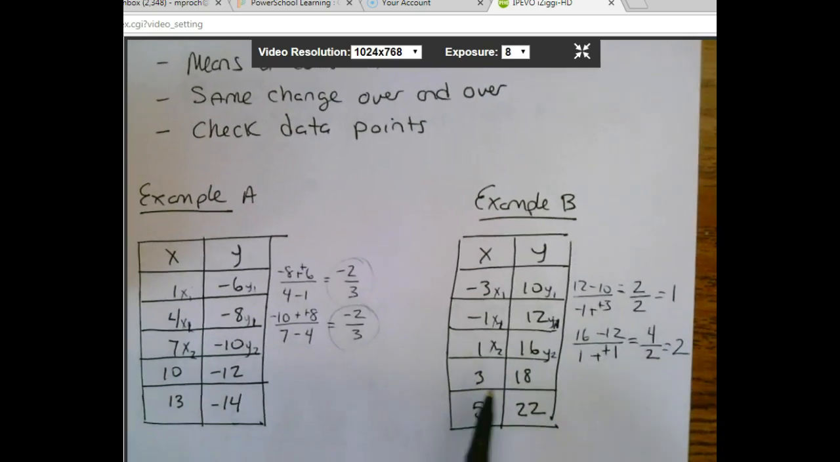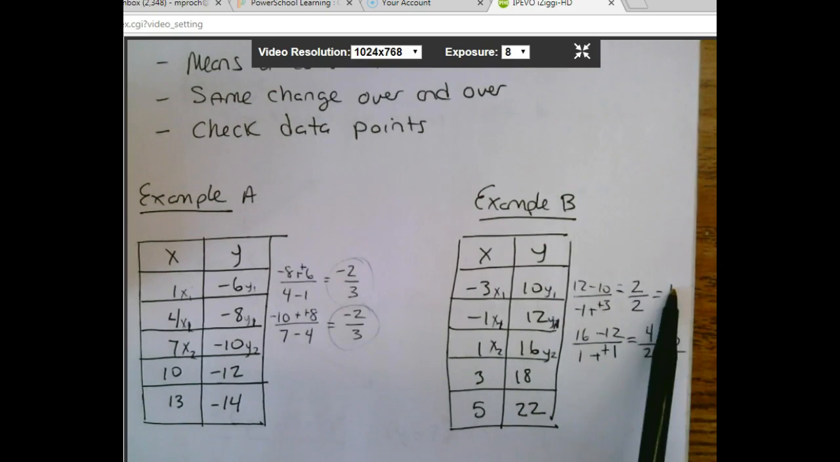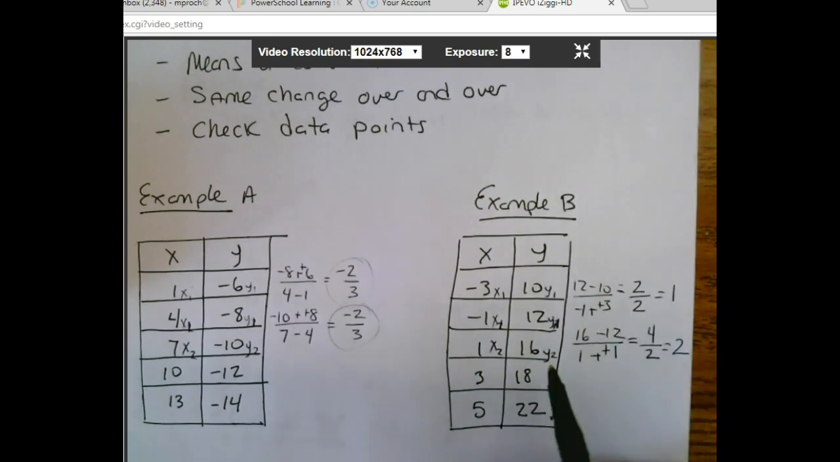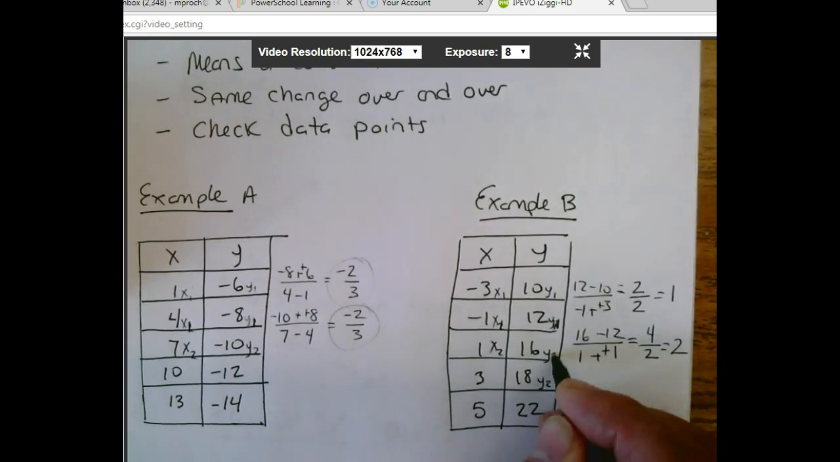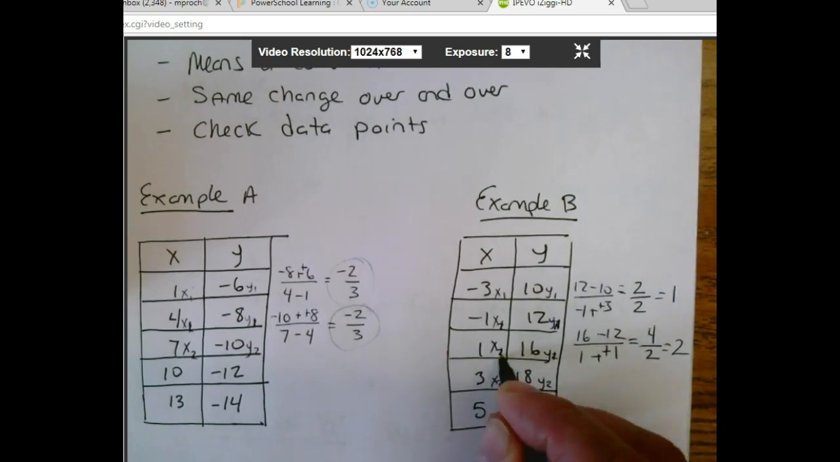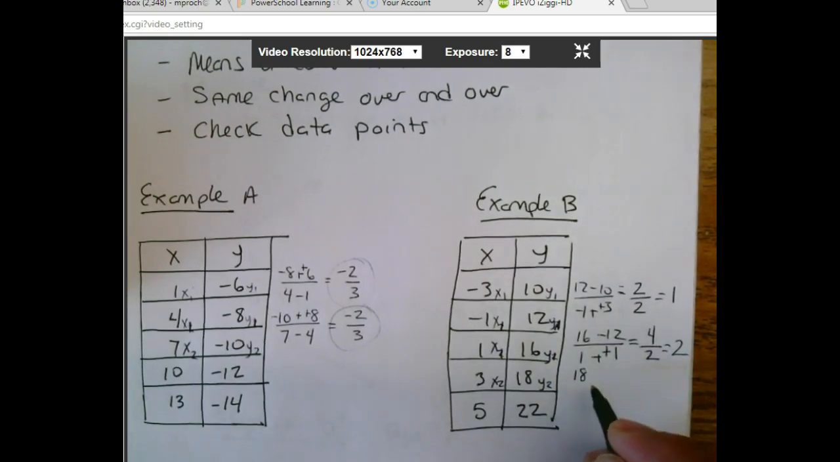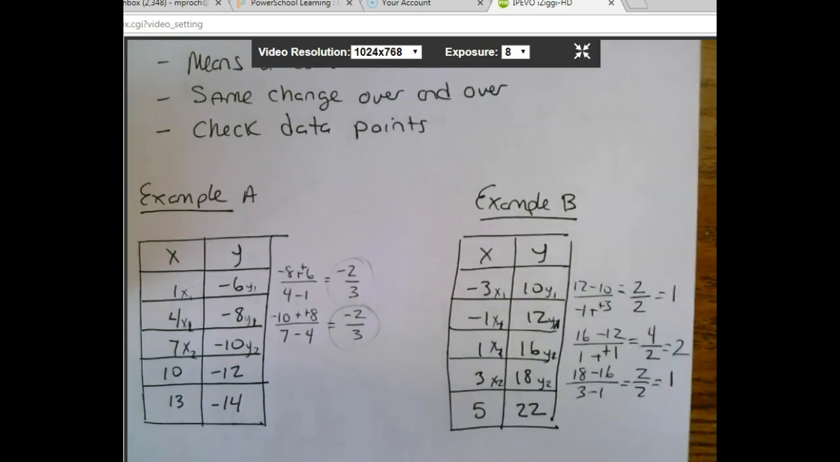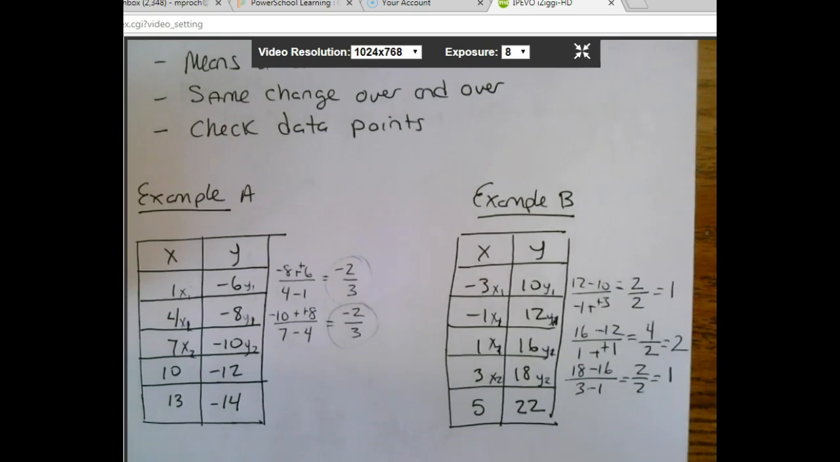And we might even see a pattern. Here, let's see the next one. We have 1, 2. How about if we do the next one, see if it's 3. y2, y1, x2, x1. So we did 18 minus 16 over 3 minus 1. This is 2 over 2. This comes back to 1 again. So this is not a constant change. And we can see that just by calculating and using our data points in the equation for rate of change.